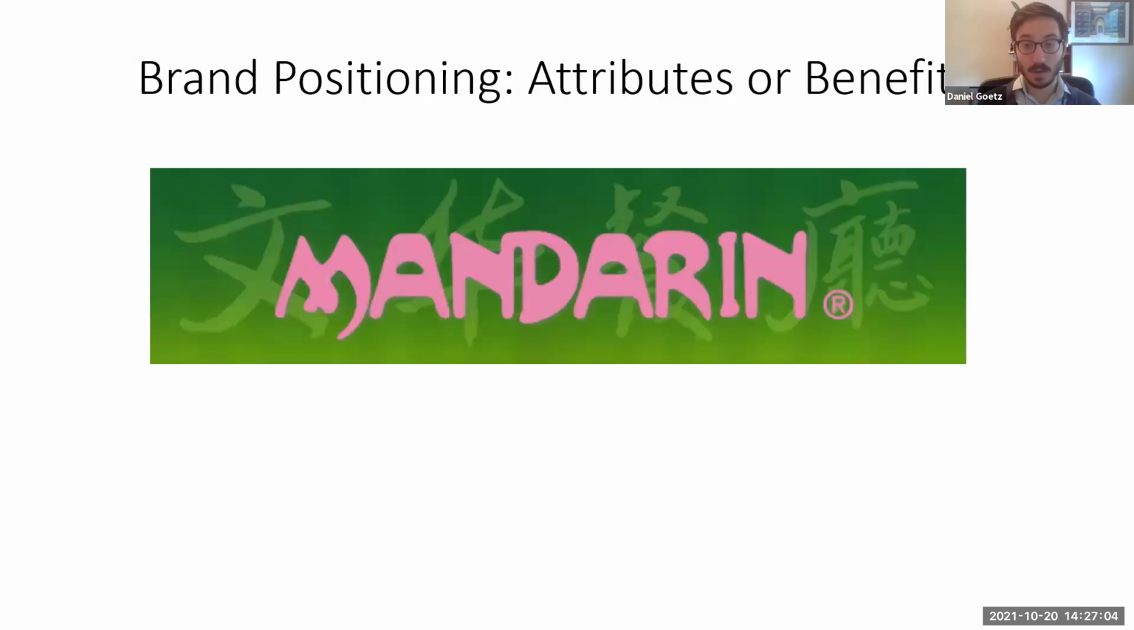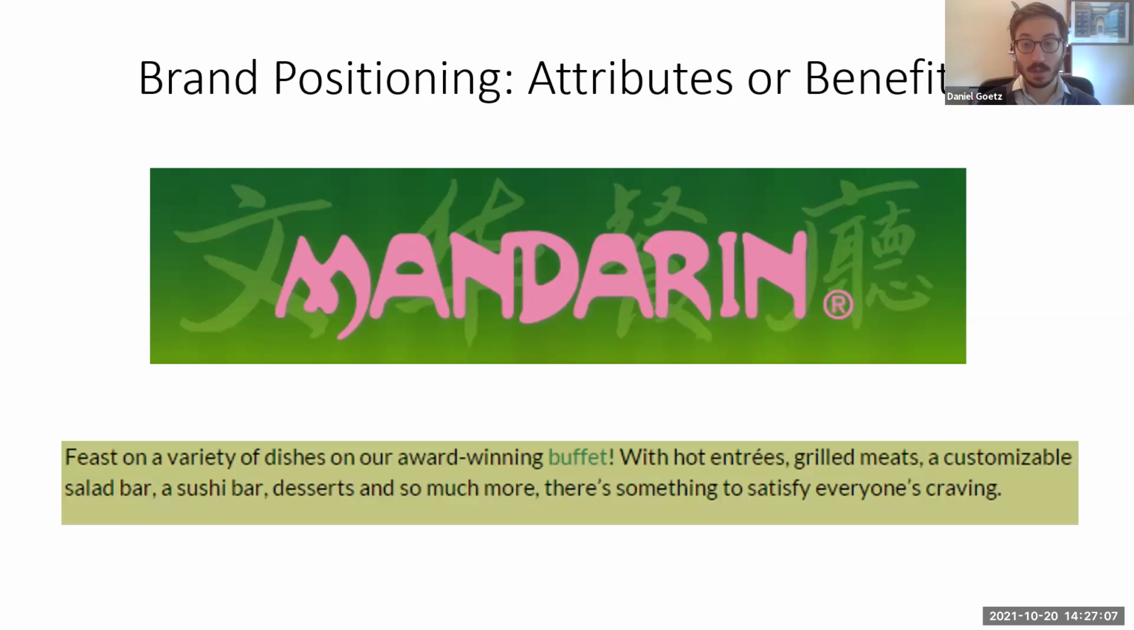So here's a restaurant chain, Mandarin, and here's their description. Mandarin invites you to feast on a variety of dishes on our award-winning buffet. Hot entrees, grilled meats, customizable salad bar, sushi bar, desserts, and so much more. So this is an example of positioning on attributes. Mandarin is describing their market offering and their brand offering in terms of the things that it actually offers, right? Basically this list of products you can get there.